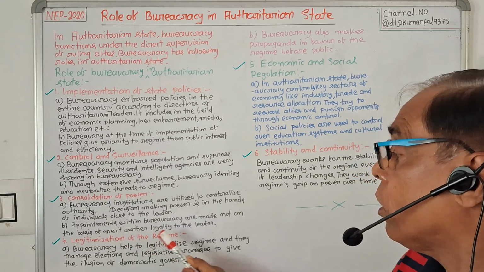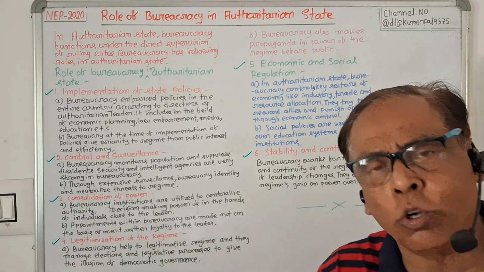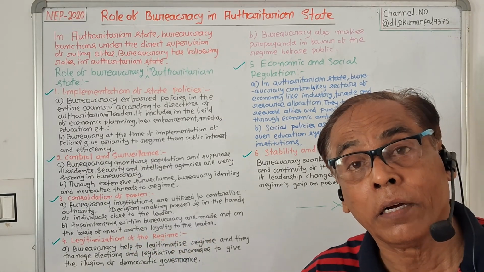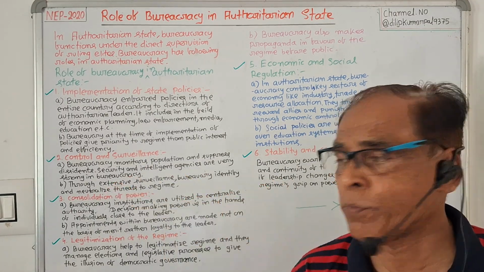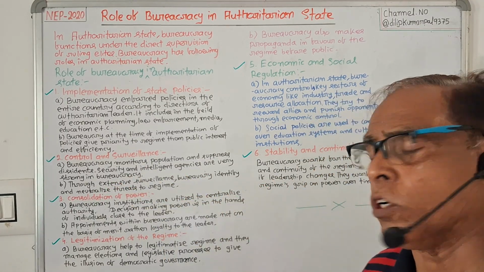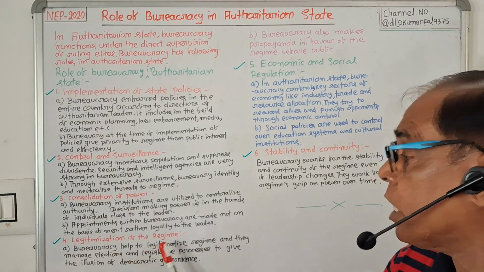Then second function of bureaucracy in authoritarian state is that appointments within bureaucracy are made not on the basis of merit, but on the basis of loyalty to the leader. Then the next function of bureaucracy in authoritarian state is legitimization of regime.